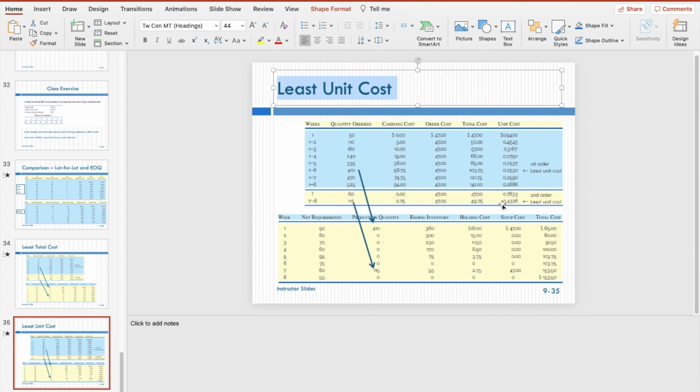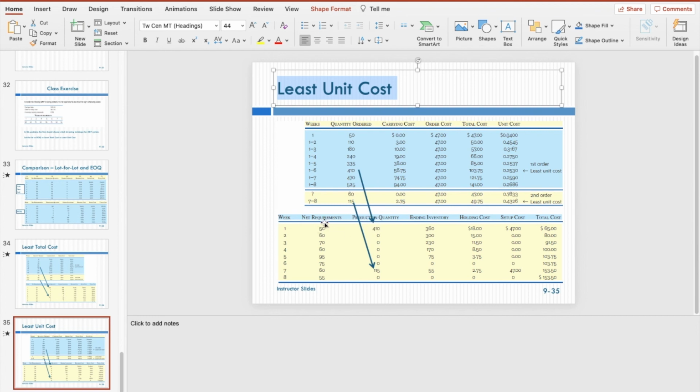And you see that this amount, 0.4326, is much smaller compared to 0.7833. That's why 7 through 8 is the best option among these 2 options. So that's why, as shown here, at the beginning of week 1, you order 410. Why 410? Because 1 through 6 is the best option among all of the alternatives. That's why this is 410 shown here.